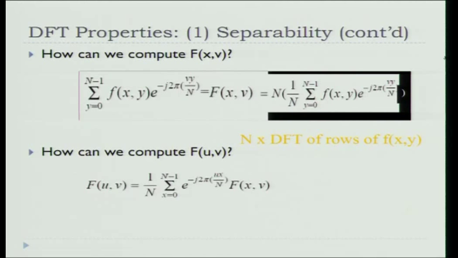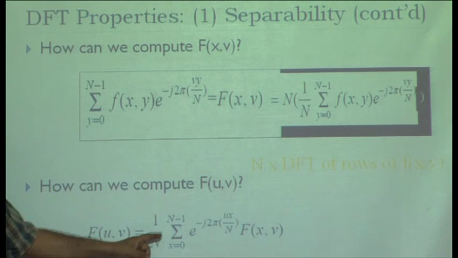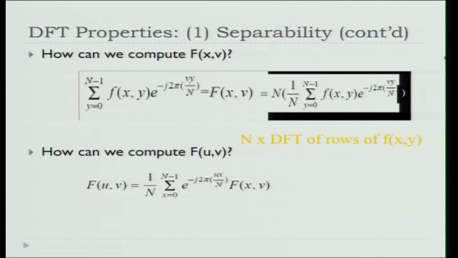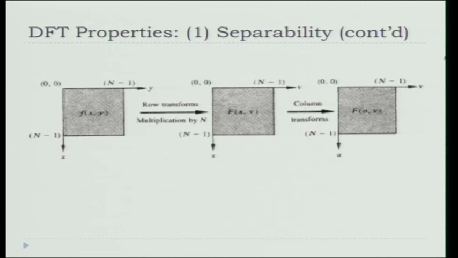N times you will be doing the DFT row wise of f(x,y), and once you have done it, then 1 by n summation over e to the power minus j 2 pi u x by n F(x,v), and that is only one time DFT you will be computing along the column wise. So, this is a separate important property it obeys, and as a result you can have very good or fast algorithms to design or to obtain the value of the discrete Fourier transform.